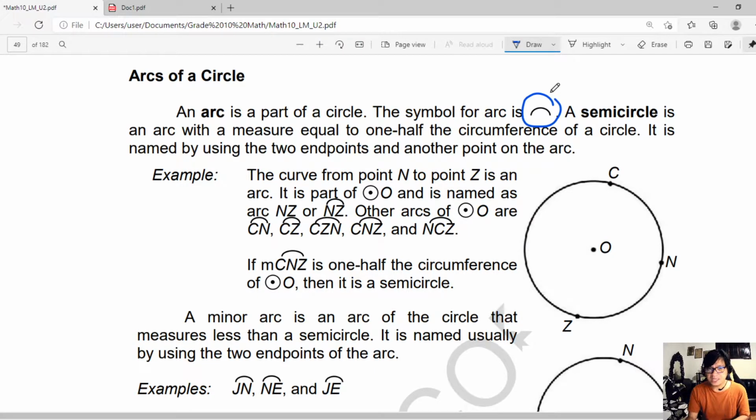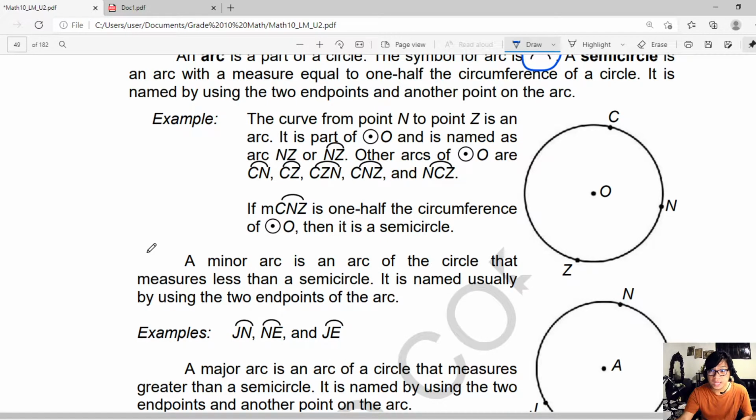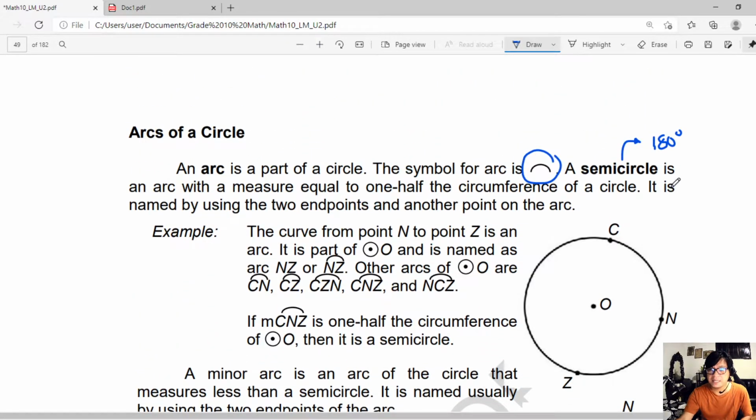A semicircle is an arc with a measure equal to 1/2 the circumference of a circle. So let's review our definition of semicircle. The measure of this one is 1/2 the measure of a circle. Since the circumference of a circle is 360, the measure of the semicircle is 180 degrees. It is named by using the two endpoints and another point on the arc. So we are going to use 3 letters in describing the semicircle.